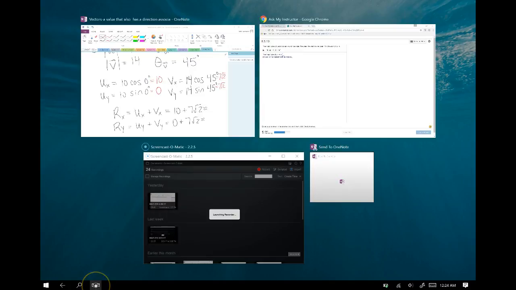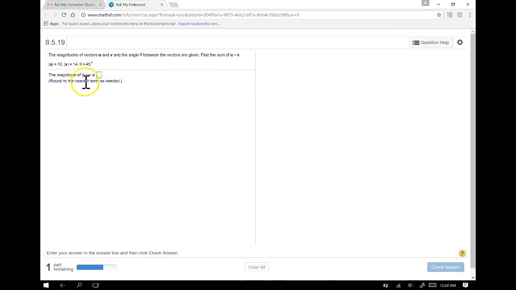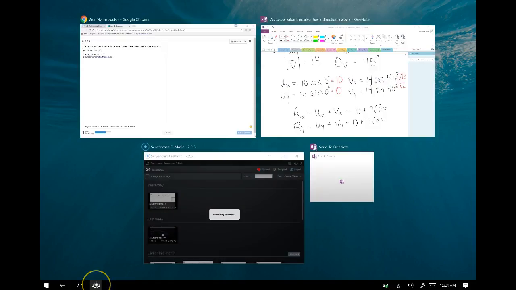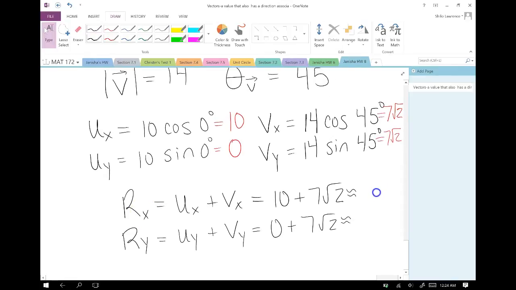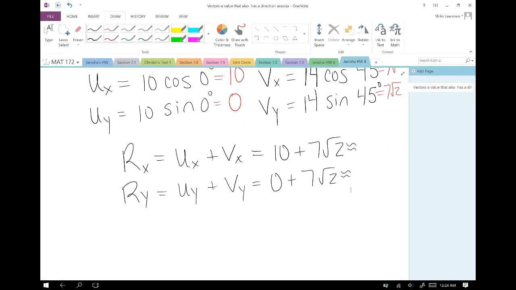Let's see how many decimals. The magnitude they want rounded to the nearest tenth. Do not round your components to the nearest tenth. We want to keep these numbers as exact as possible for as long as possible because there's more calculations that we need to do. So I would probably keep 2 or 3 decimals right now.